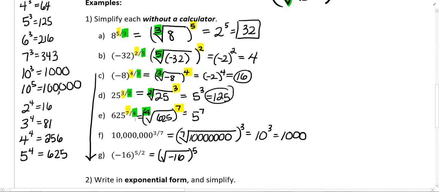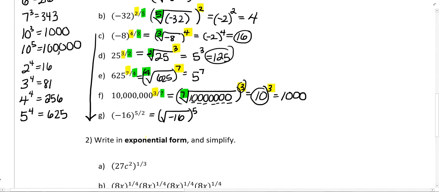Okay. F may have looked intimidating, but since it was a 7th root, and remember I told you that with powers of 10, you can just count the zeros. This had 7 zeros. That told us that the 7th root of that number is 10. Then we are going to cube it because that was the numerator. And so that would be 1,000.